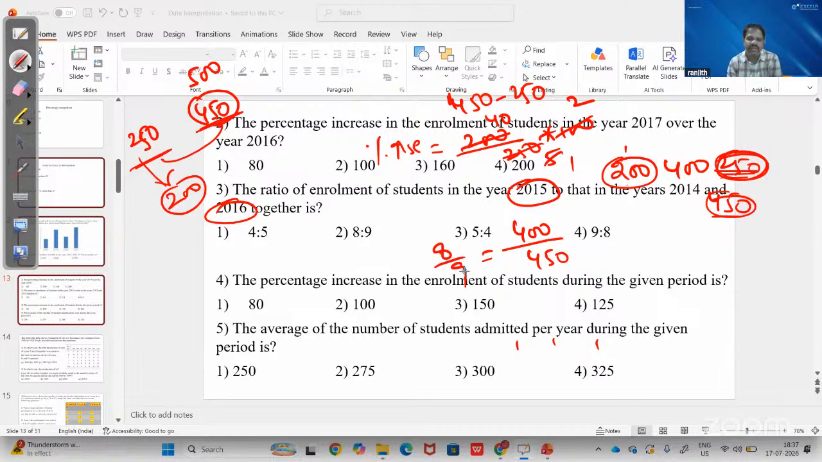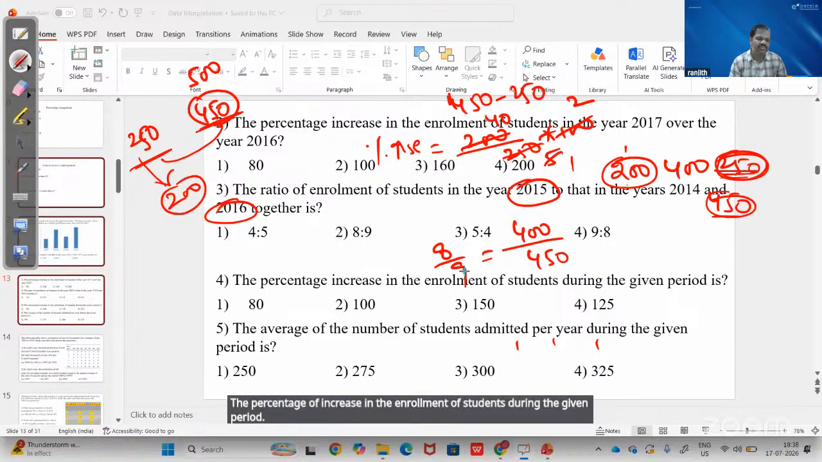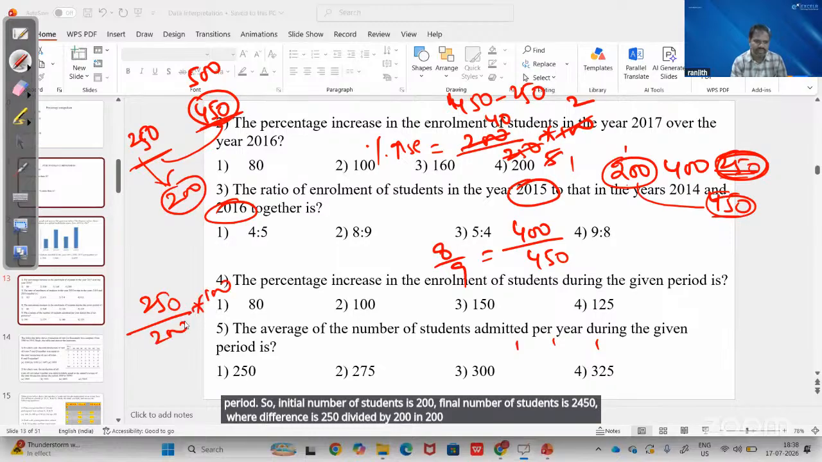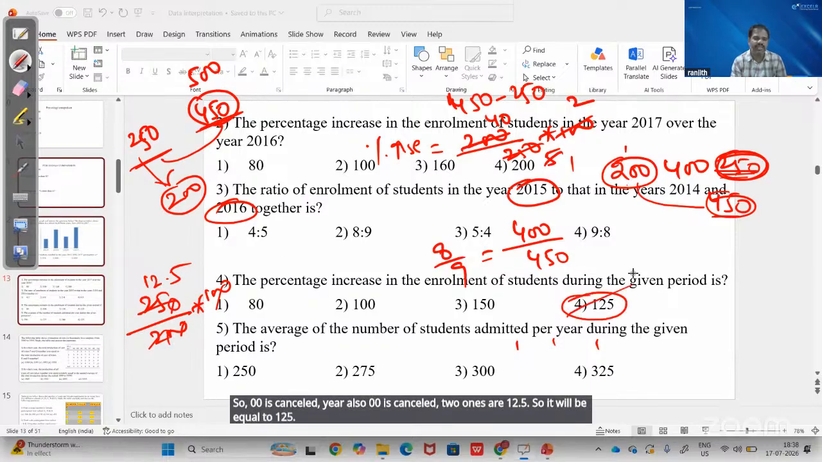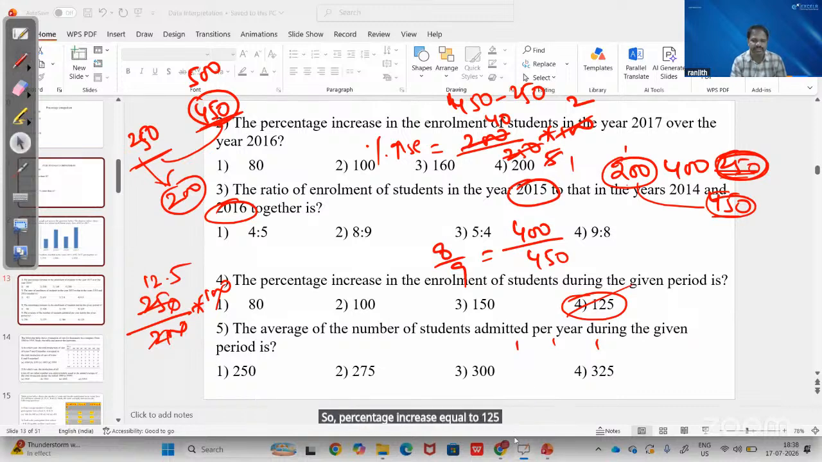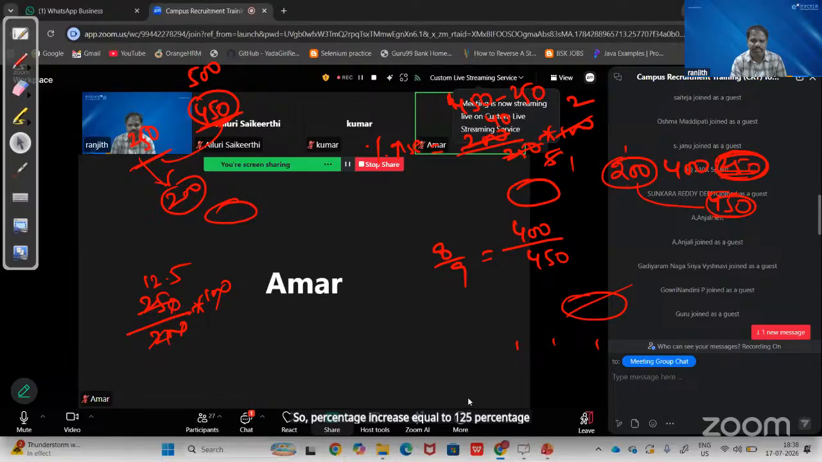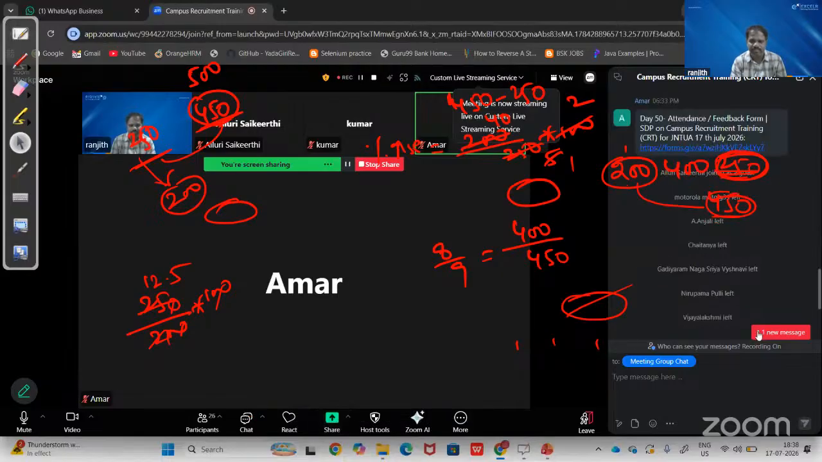The percentage of increase in the enrollment of students during the given period. The initial number of students is 200, the final number is 450, so the difference is 250, divided by 200 into 100. The zeros cancel, here also the zero cancels. 2 fives are 10, giving 12.5, so it is equal to 125. So the percentage increase is 125 percent.